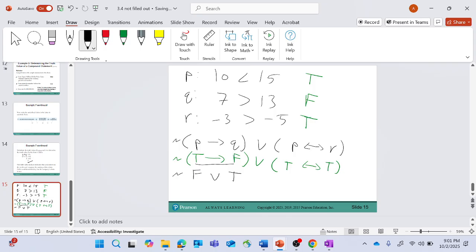And then from here, not F is true. So if true or true, I only need one of them to be true, but they're both true. So the full statement is true. Does that make sense, guys? So all this boils down to is figure out what your statements are, your P, your Q, or maybe even your R. Give them truth values, put them into an equation like this, and just work with it, simplify it all the way down.